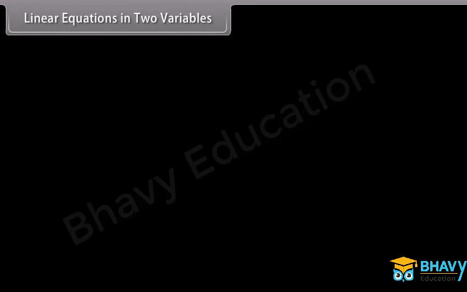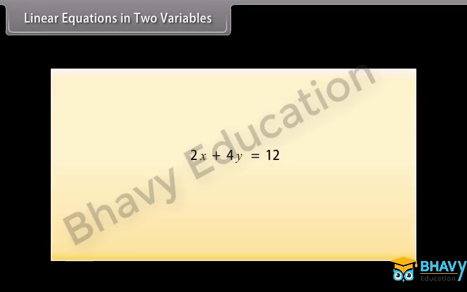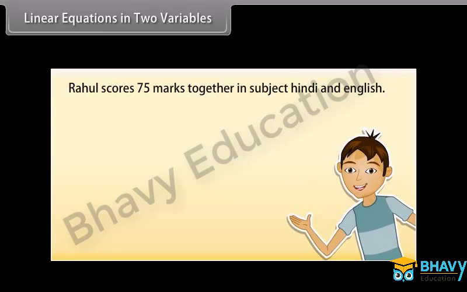Linear equations in two variables. A linear equation can have more than one variable. Here we'll study linear equations in two variables. Let's take an example. Rahul scores 75 marks together in subjects Hindi and English. Now, how can we express this information in the form of an equation?